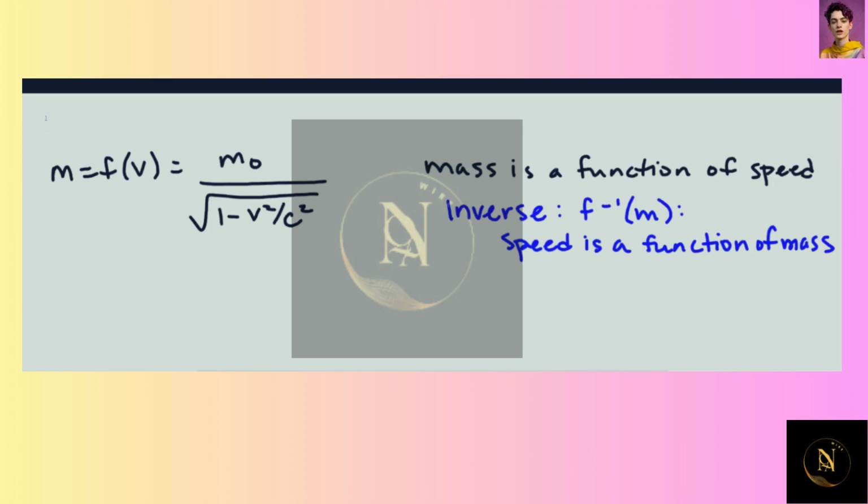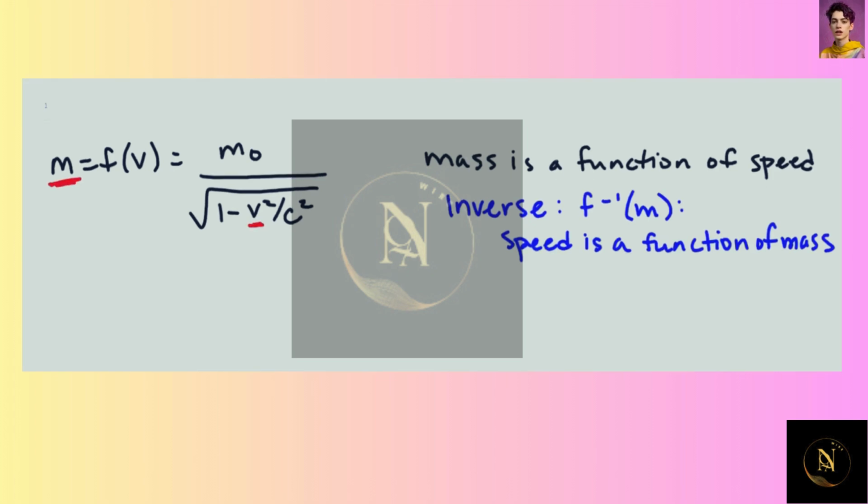The function we're looking at here shows mass as a function of speed. The inverse would show speed as a function of mass. So what we want to do is take this equation and isolate v, isolate the speed. So we'll go through the algebraic process to do that.